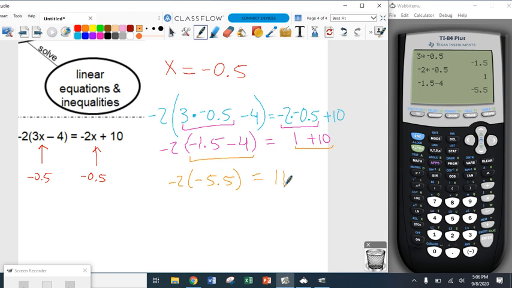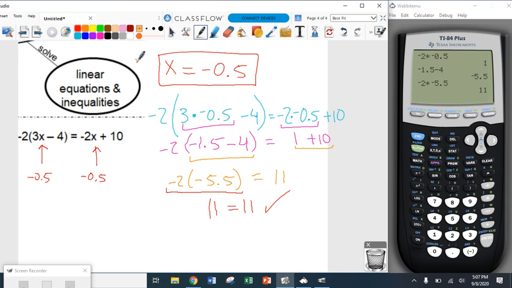Final step. I can now multiply my negative 2 times negative 5.5. I get positive 11. So my left-hand side equals positive 11, and my right-hand side equals positive 11. So this reads as, does 11 equal 11? Well, they're the same. So yes, that checks out. And we know that our answer for x was correct.